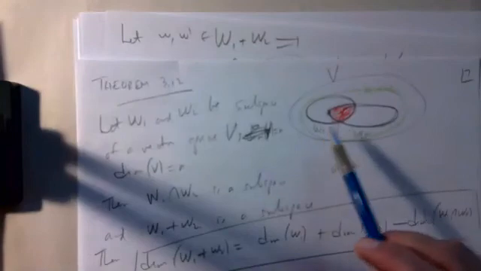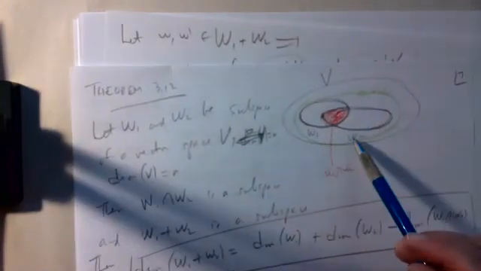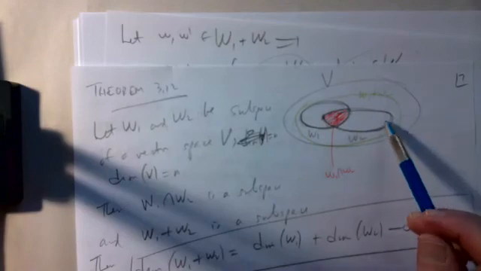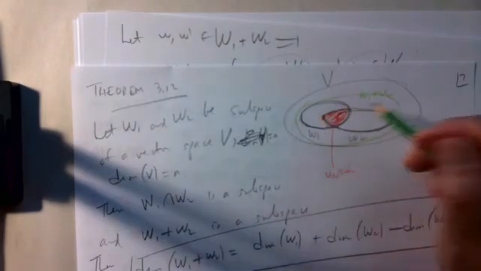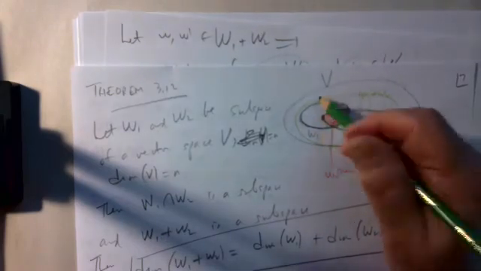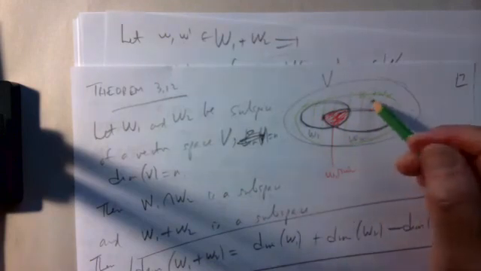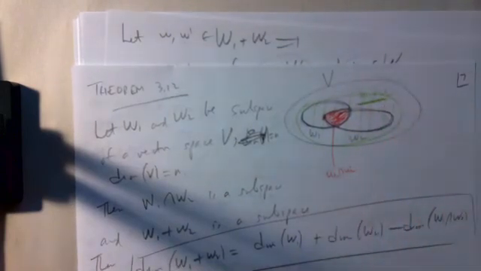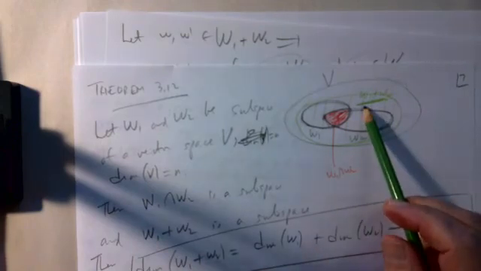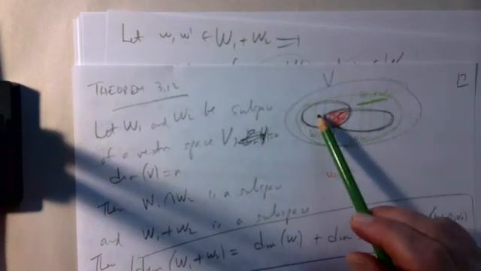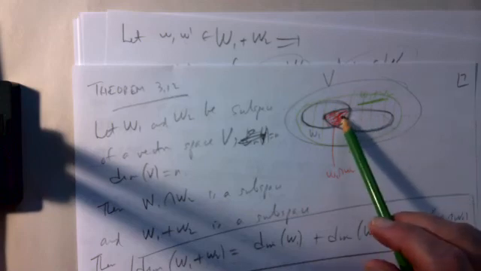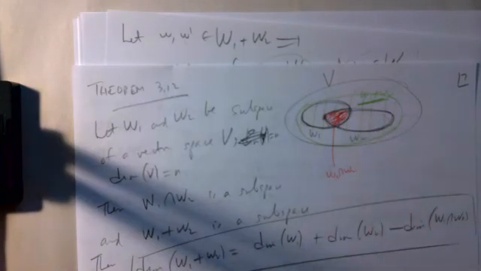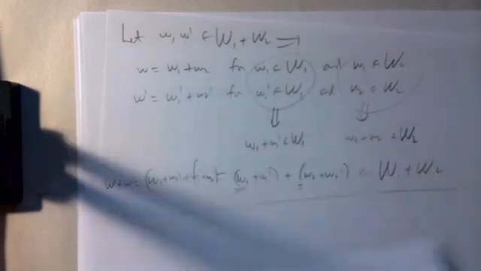So this is the theorem I want to prove. We have a vector space V, a subspace W1, and a subspace W2. The red is their intersection, and the green is the sum, W1 plus W2. And the theorem says the dimension of this very big subspace is the sum of the dimensions of W1 and W2, but we're double counting some vectors, so we have to subtract the dimension of the intersection. So that's the theorem I want to prove.